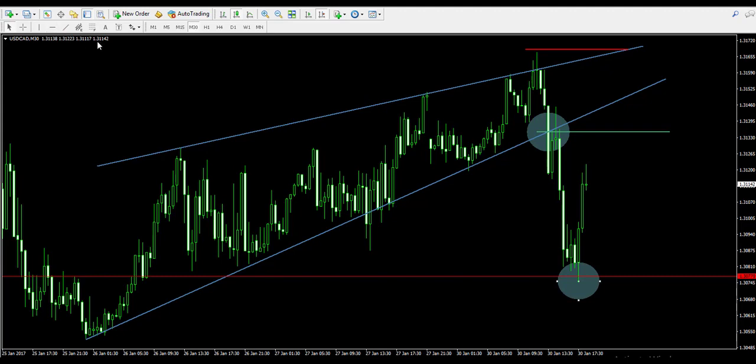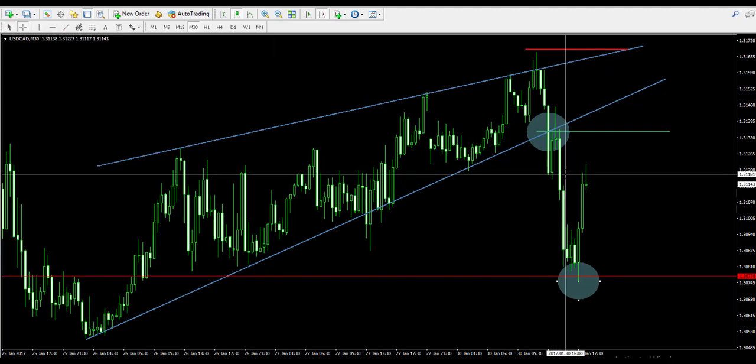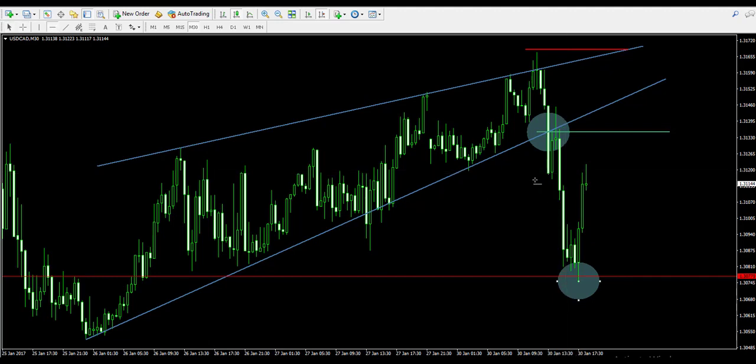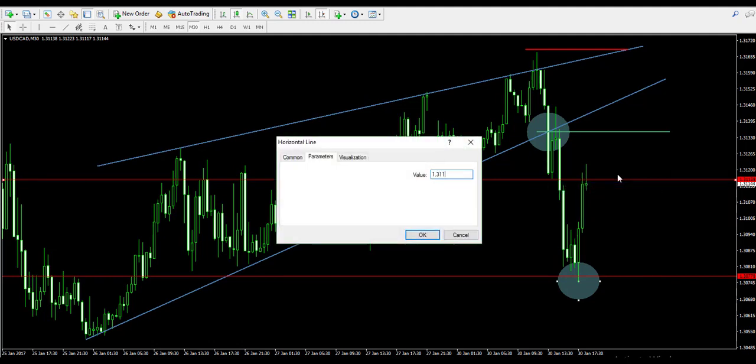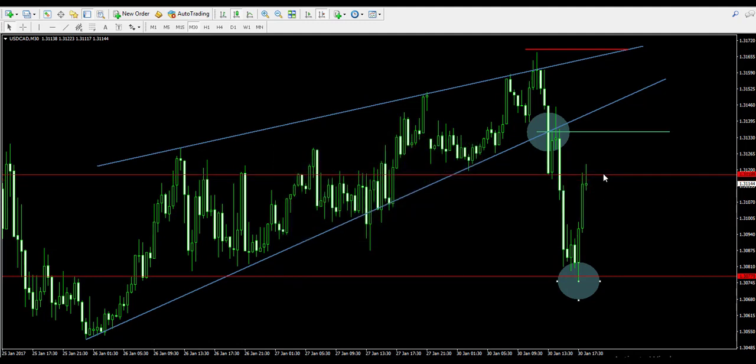Our entry point was located at 1.3118, which means that we stayed in the trade for a profit of about 41 pips. Our stop loss order is untouched, which means that the trade is fully successful.